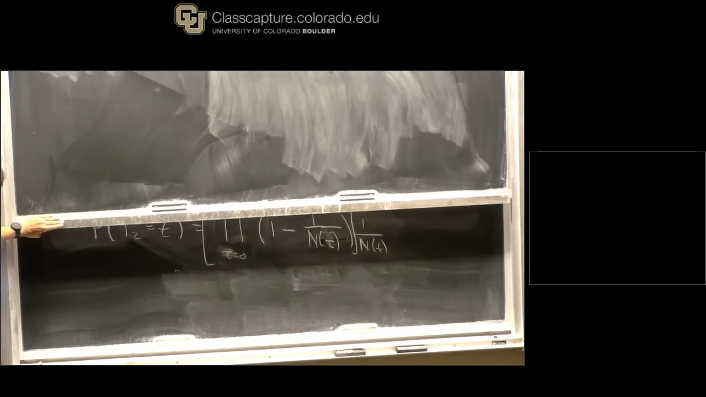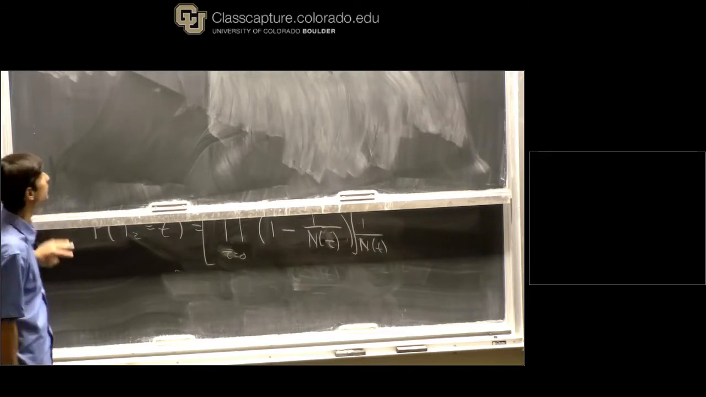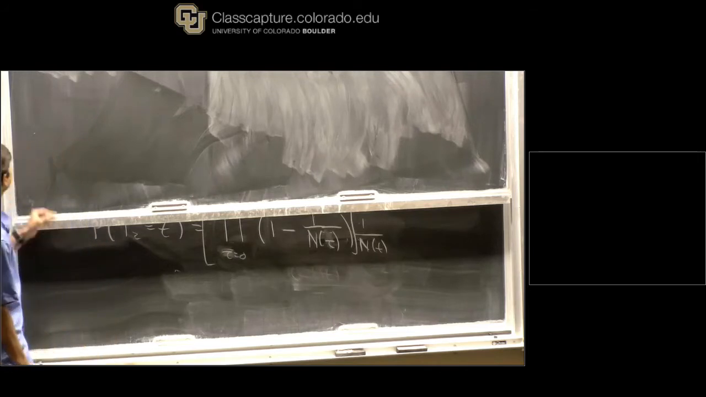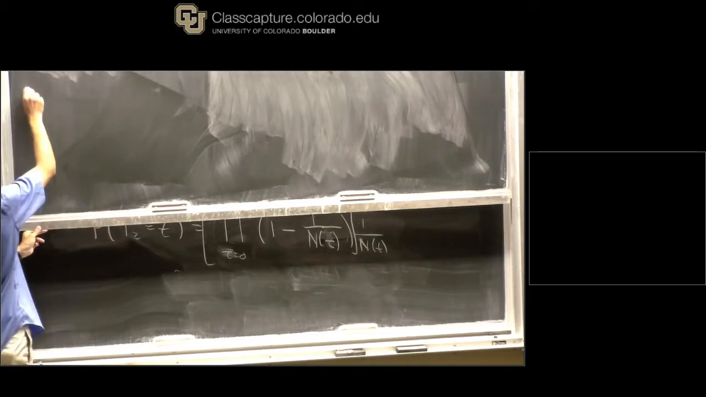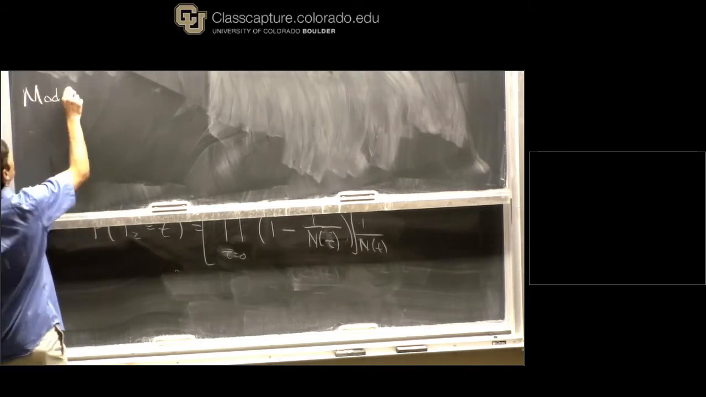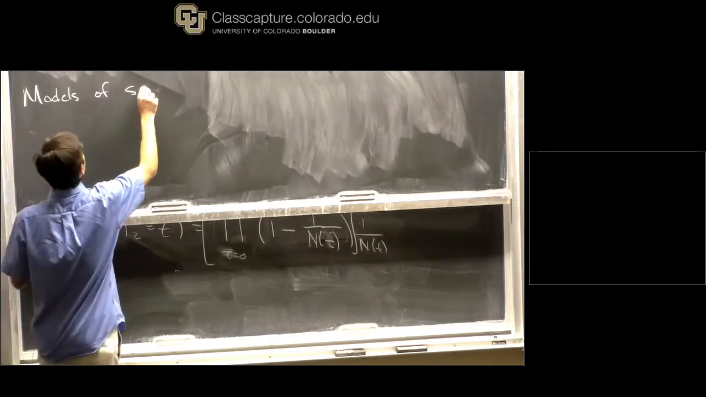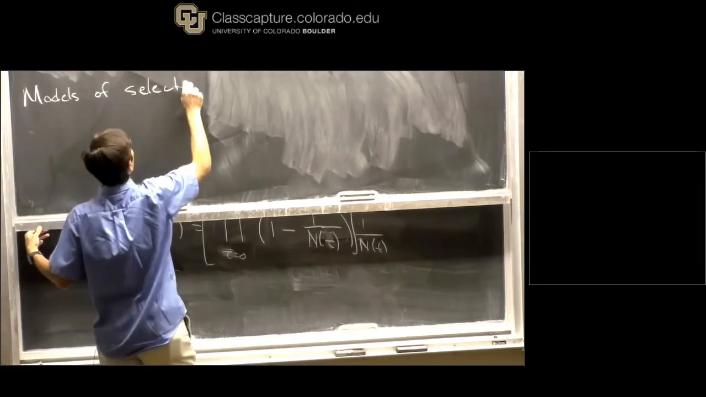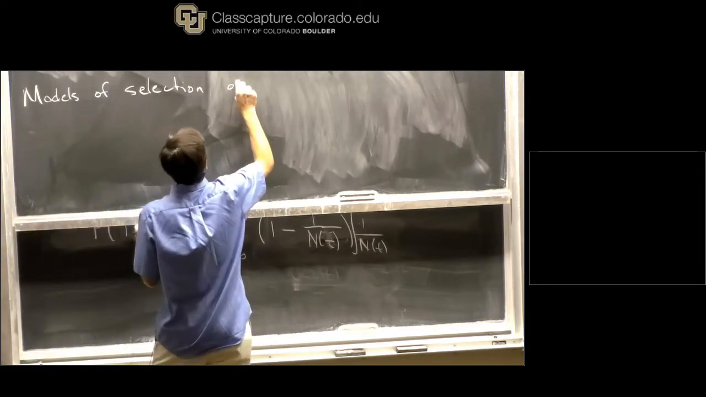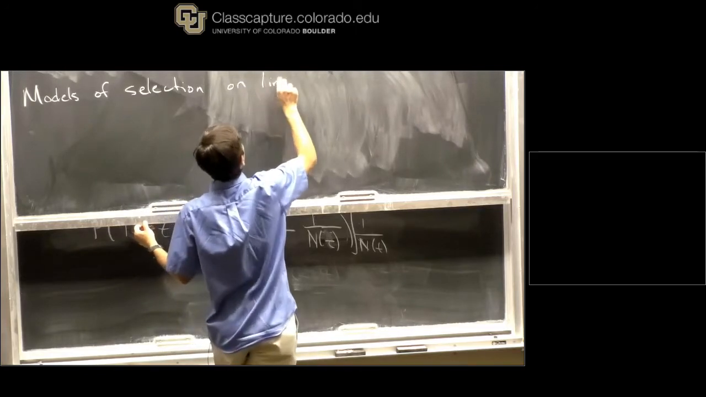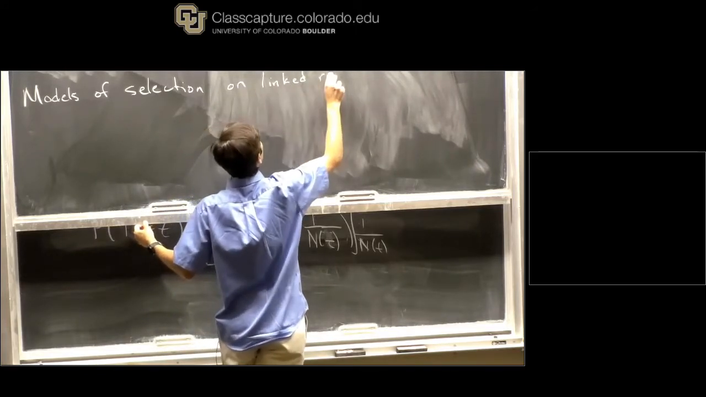And so I'm going to start with theory, and then we'll transition a bit into experimental work that we can also do in microbes and yeast in the lab to look at these questions. So we're going to think about models of selection acting on some linked region of a genome.